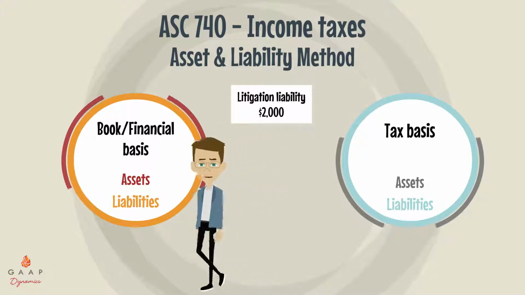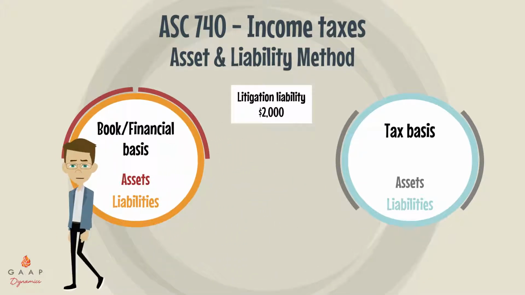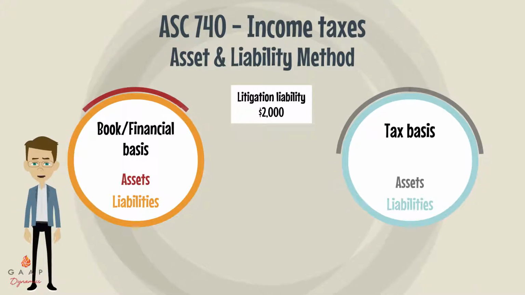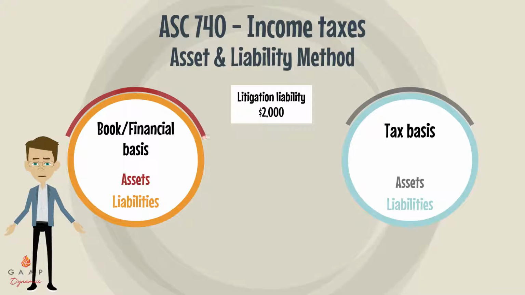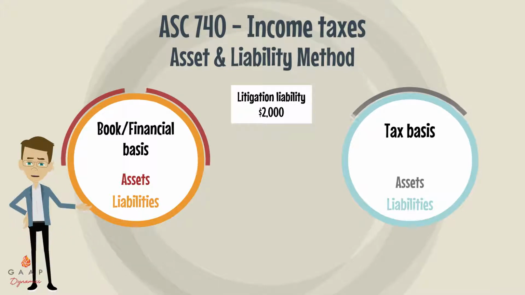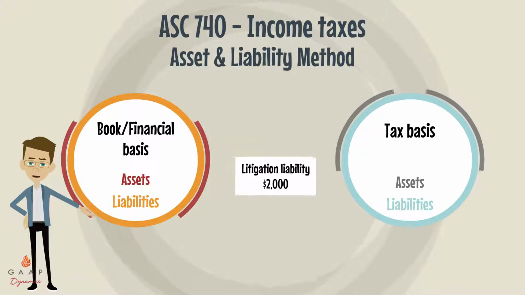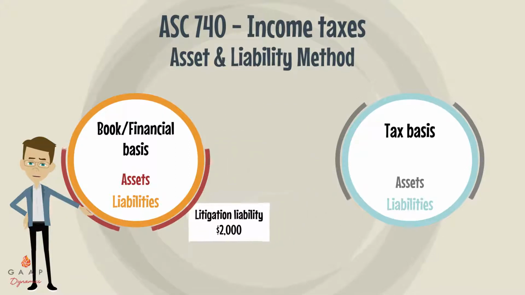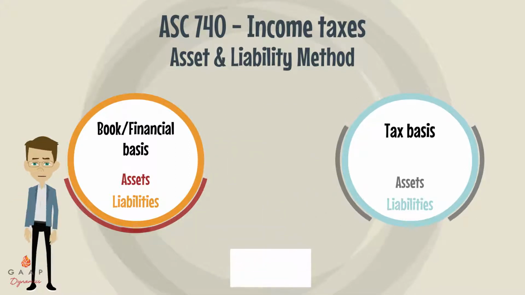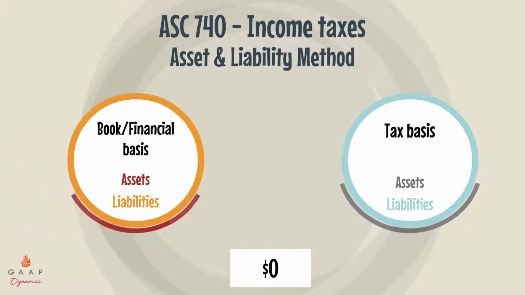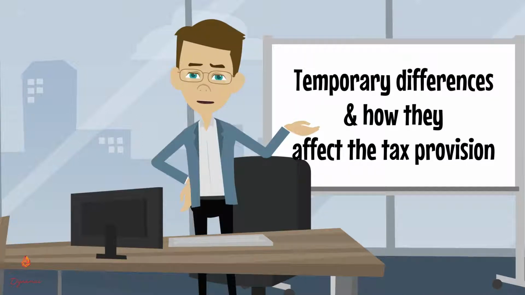Remember the litigation liability we mentioned before? This is a perfect example of a temporary difference, which we will learn needs to be recorded in the US GAAP balance sheet. As time passes, these differences will eventually be taxable or deductible when the related assets are recovered or liabilities are settled, and this difference will reverse. In this module, you'll be introduced to temporary differences and how they affect the tax provision.